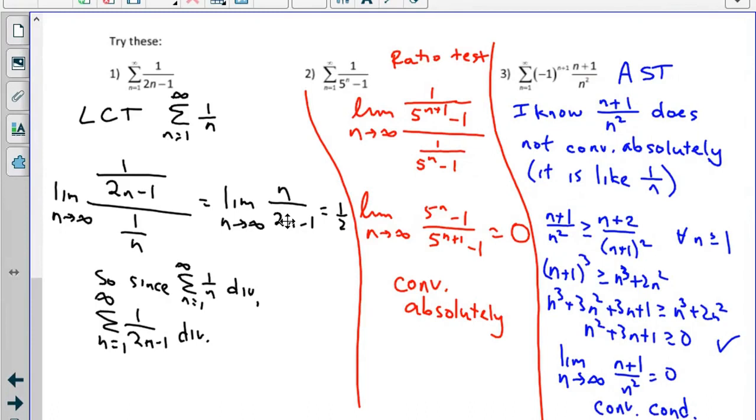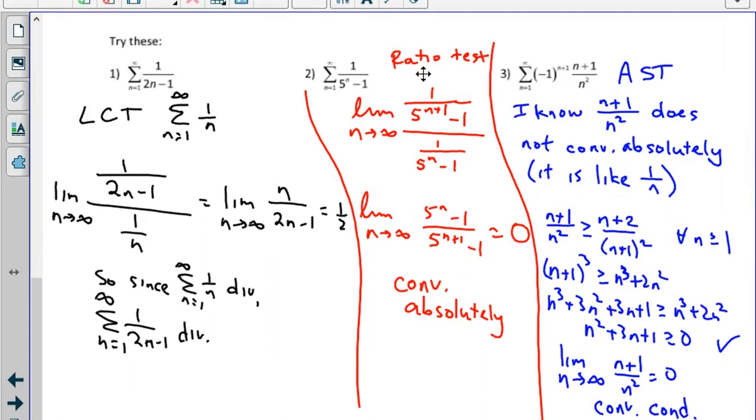Here are the answers to these 3 problems. First, I did the limit comparison test on number 1. You could have done a variety of different things, probably could have done the direct comparison test. But I did the limit comparison test because you could take the limit, it equals 1/2 with 1 over n. And since we know 1 over n diverges, then the series that we're given in problem 1 diverges.